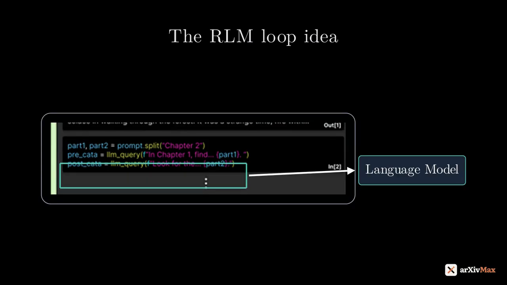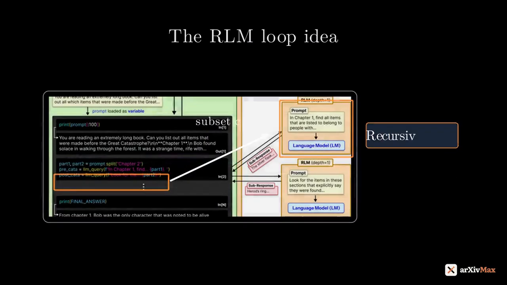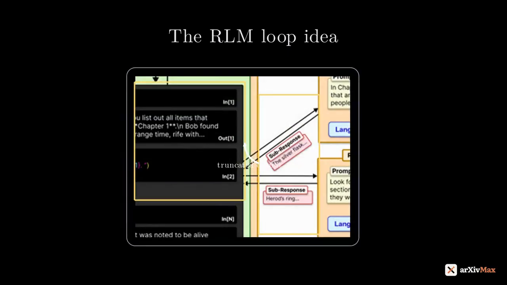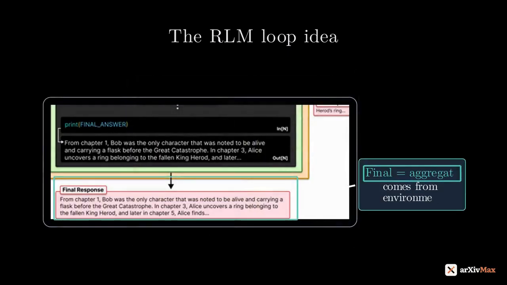It can call a submodel on a snippet through a query function, that is a leaf subcall. It can also call a new RLM on a subset of the data, which is recursion. Only truncated output from each executed step returns to the root history. When the code sets a variable named final, that value becomes the answer, and because the answer comes from the environment, it can be arbitrarily long.